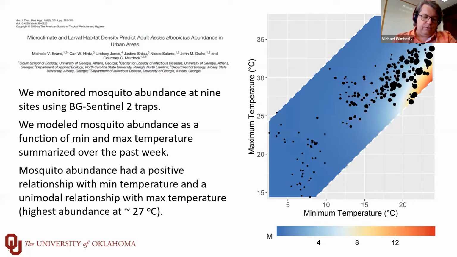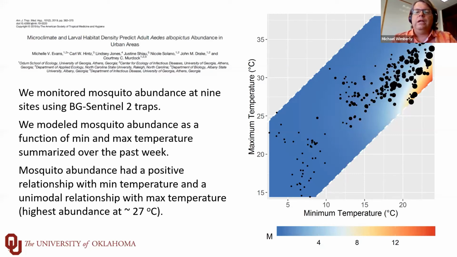I'm running a little long, so I will just point out our relationship between microclimate temperature and mosquitoes. Here we've got minimum temperature and maximum temperature. The size of the dots is proportional to the number of mosquitoes, and we have a smooth response surface here. The redder it is, the higher the mosquito abundance.